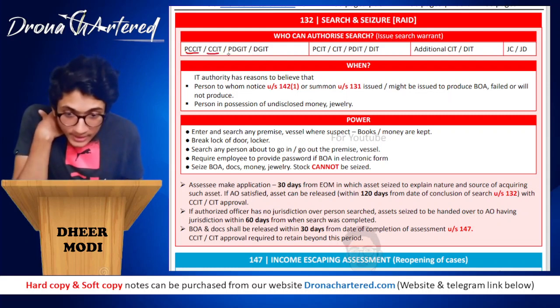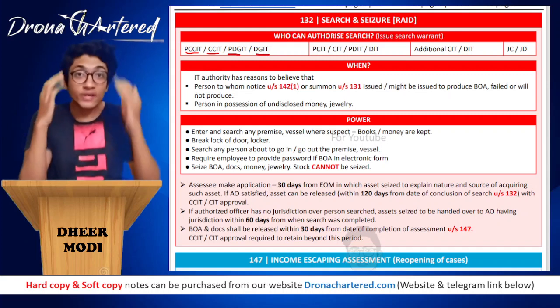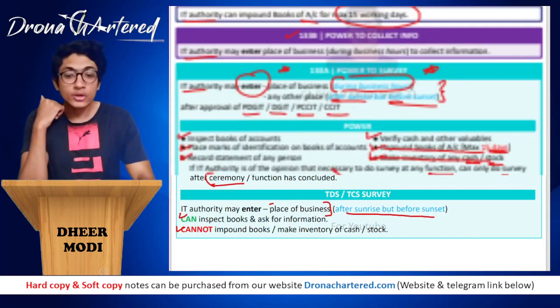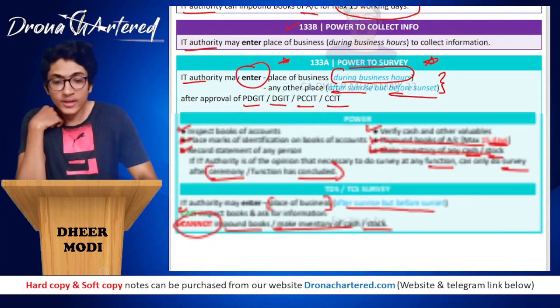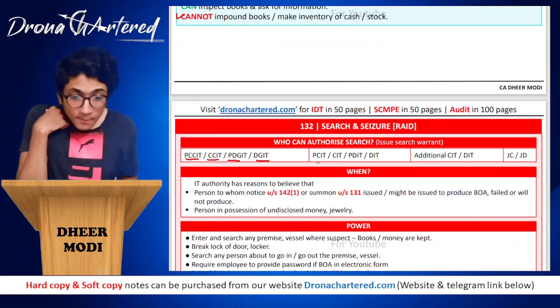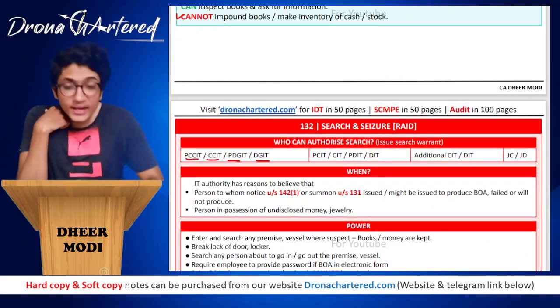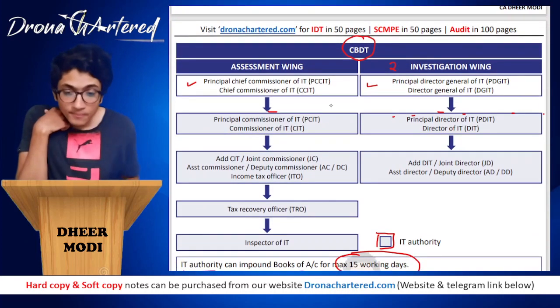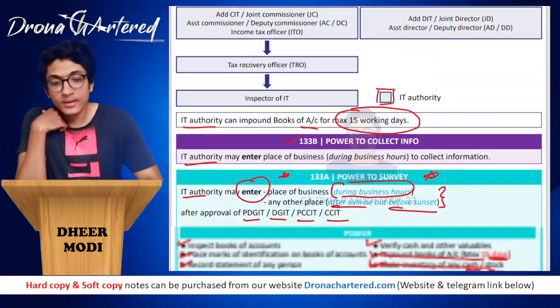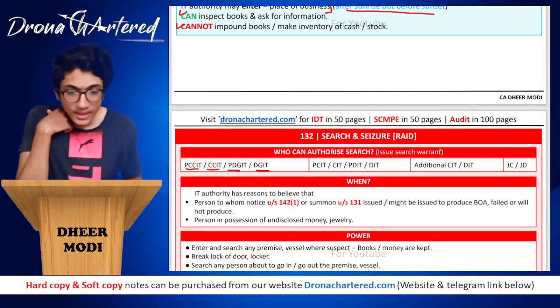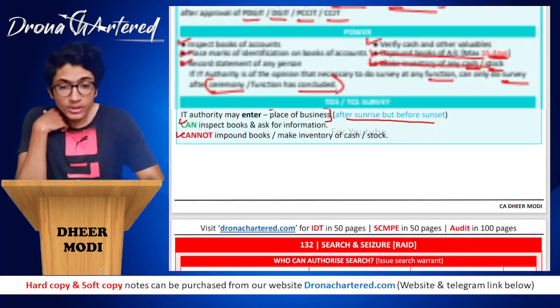PCCIT, CCIT, PDGIT, and DGIT. If you remember, these are your top authorities, and we have read these over there. Okay, next let's see who else is there: PCIT, CIT, PDIT, and DIT. These people also. Okay, next, Additional CIT or Additional DIT.